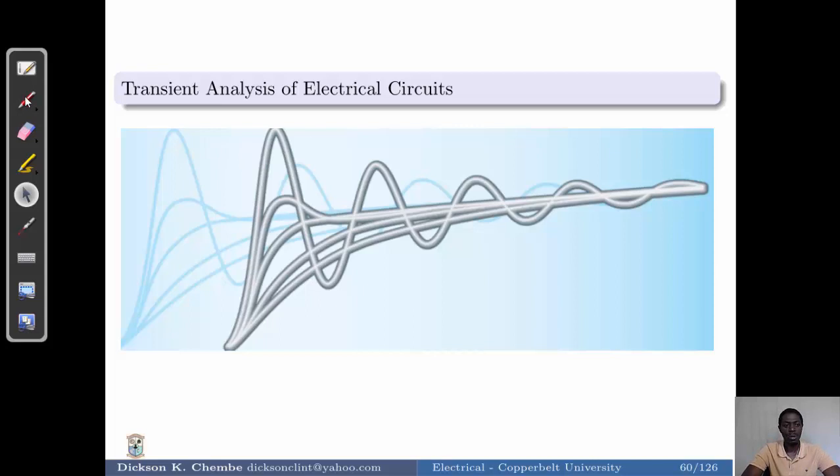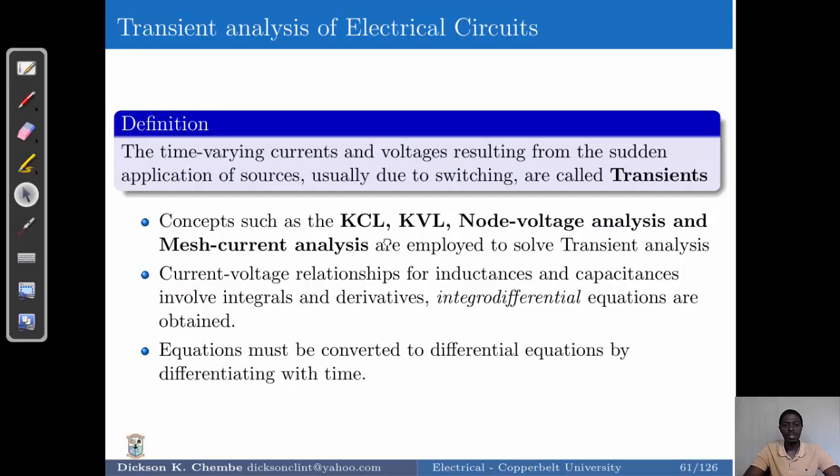First of all, we look at the definition, which clearly explains that any time-varying currents or voltages resulting from certain application of sources, usually switching, are called transients. In this analysis, we're going to apply Kirchhoff's voltage law, Kirchhoff's current law, node voltage analysis, and mesh current analysis methods to solve transient circuits.